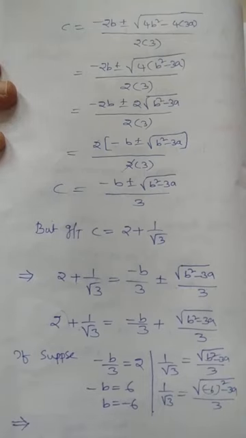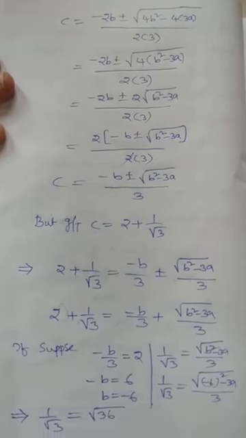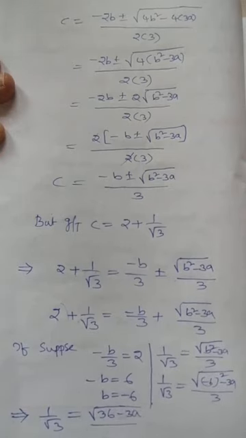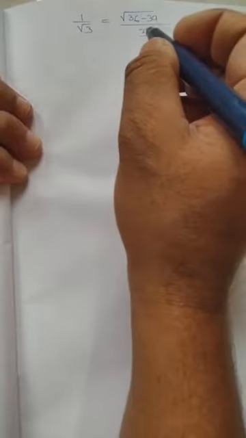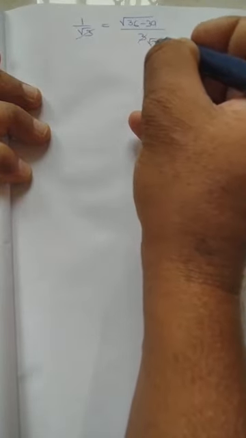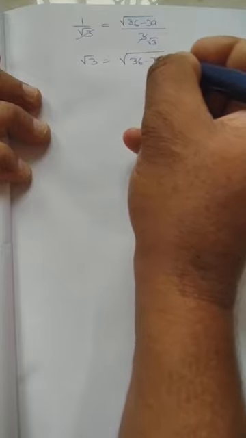That implies 1 by root 3 is equivalent to the under root of 36 minus 3a by 3. Now observe the simplification. This root 3 cancels with this 3, remains what? 1 by root 3 is there. So root 3 comes this side. So root 3 is equals to under root of 36 minus 3a.